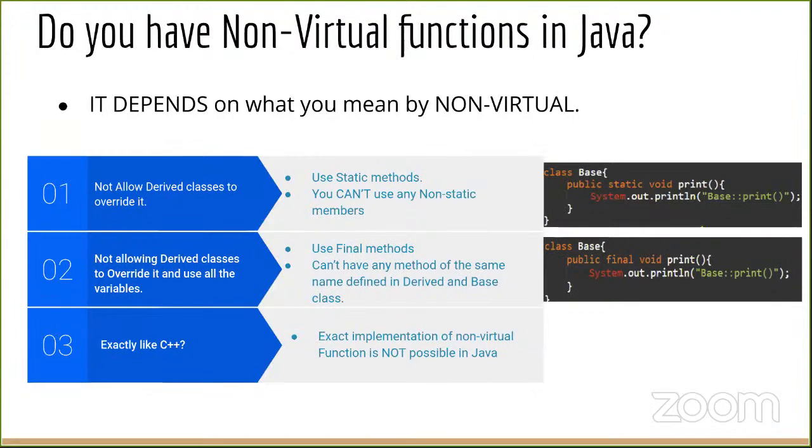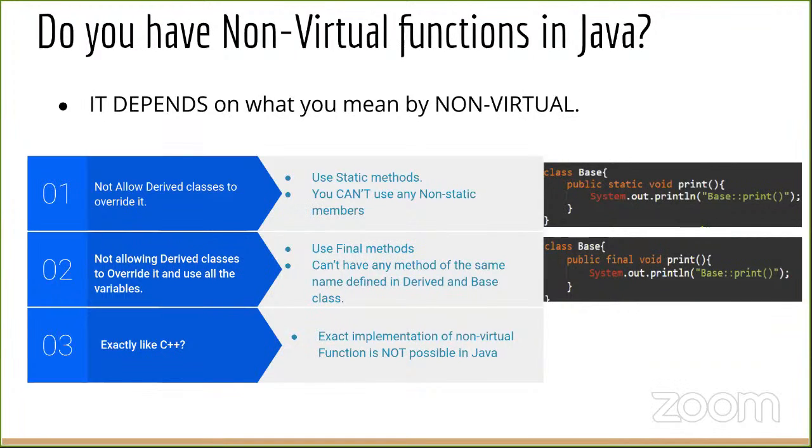So the next thing that came to my mind was, okay, if virtual functions are the default function type in Java, how do you use non-virtual functions? It depends on what you mean by non-virtual functions. If you search on the internet, the standard definition is that non-virtual functions just do not allow the derived class to override the method in the base class. So on the internet, the simple answer is use static methods. But whenever we use static methods, we cannot use any variable of non-static type in that method.